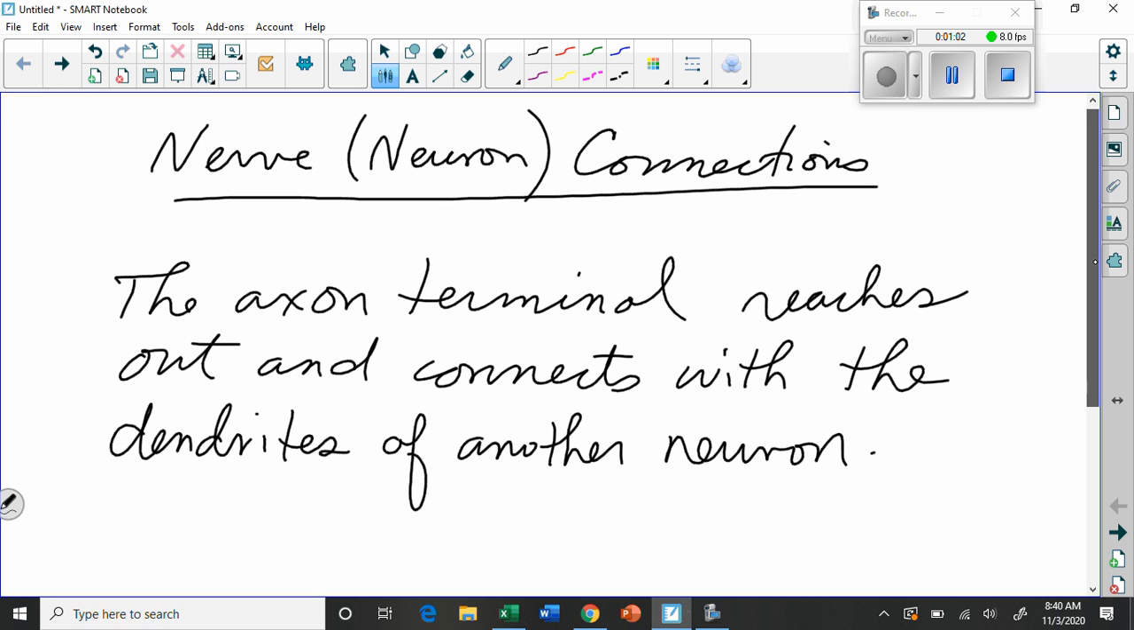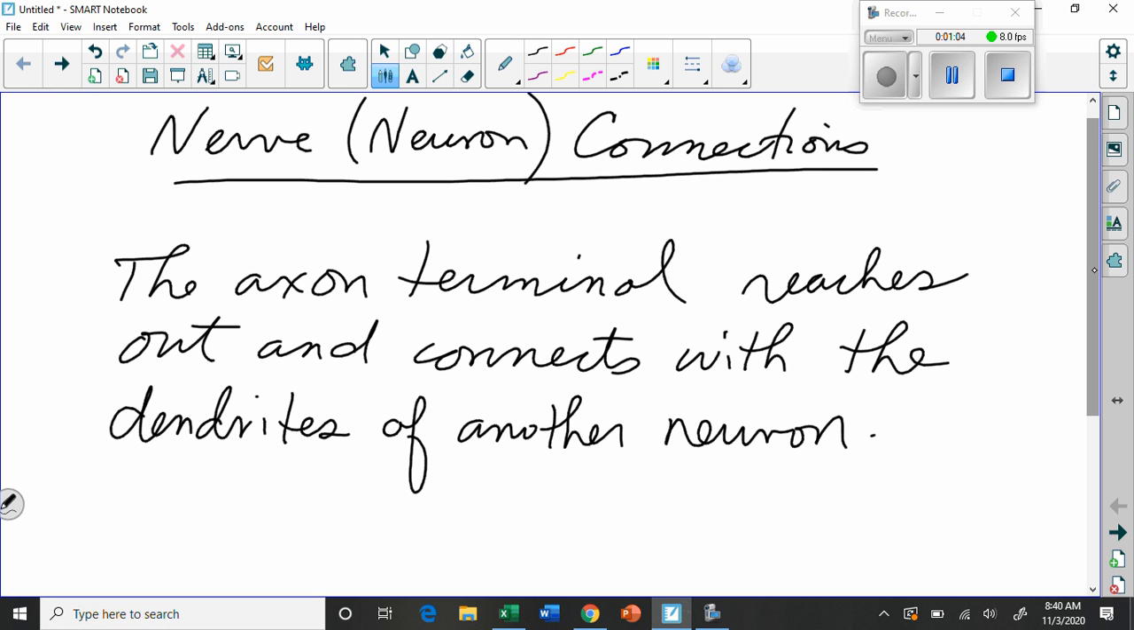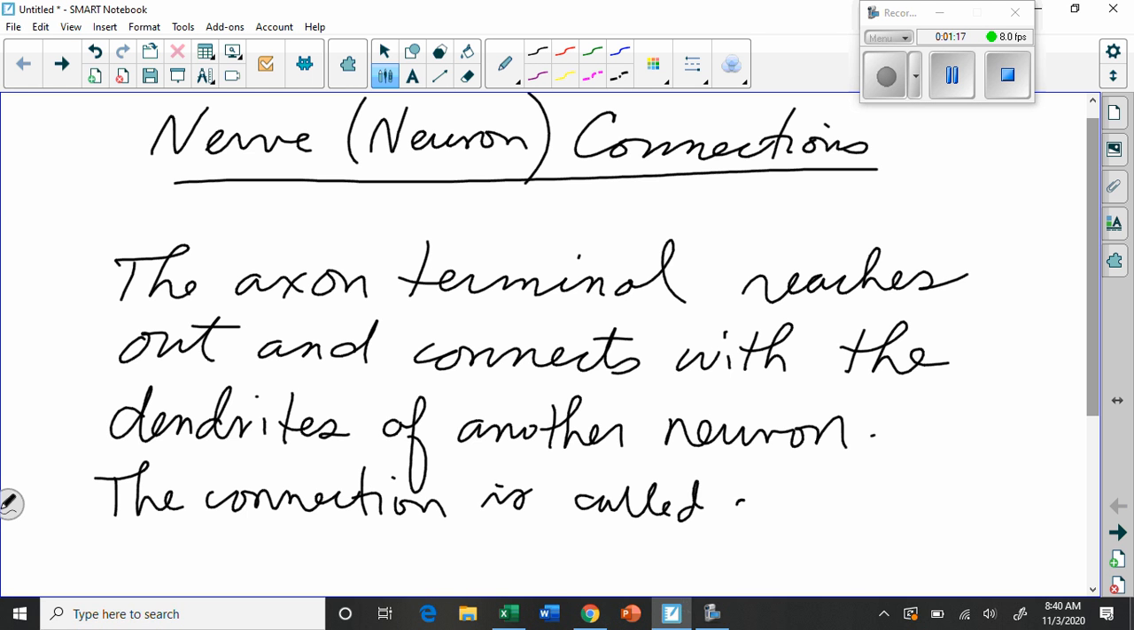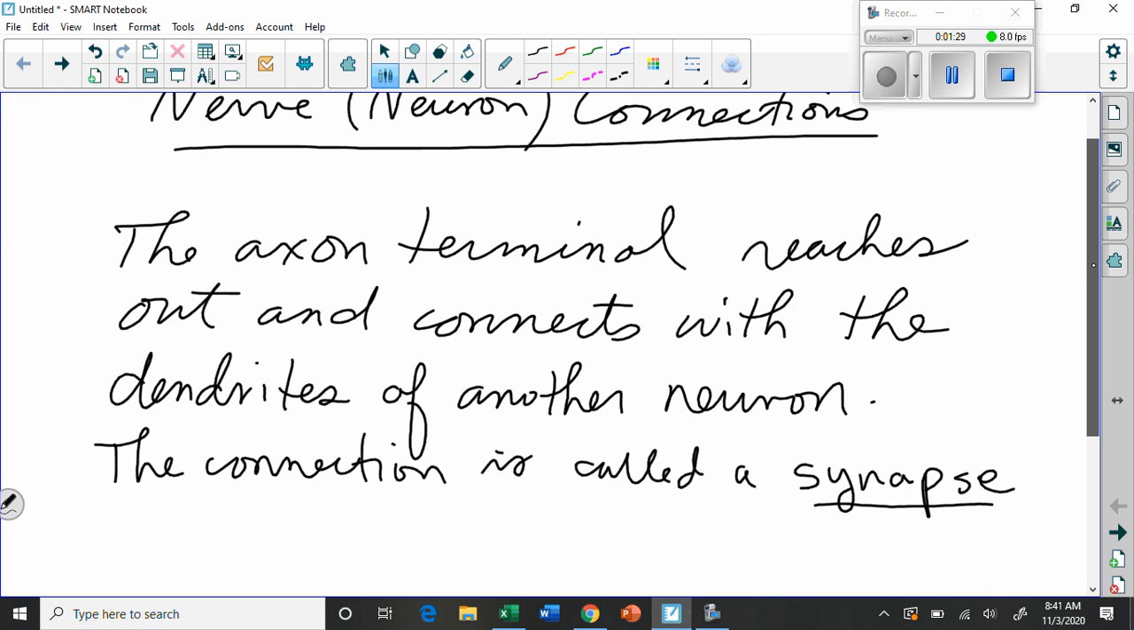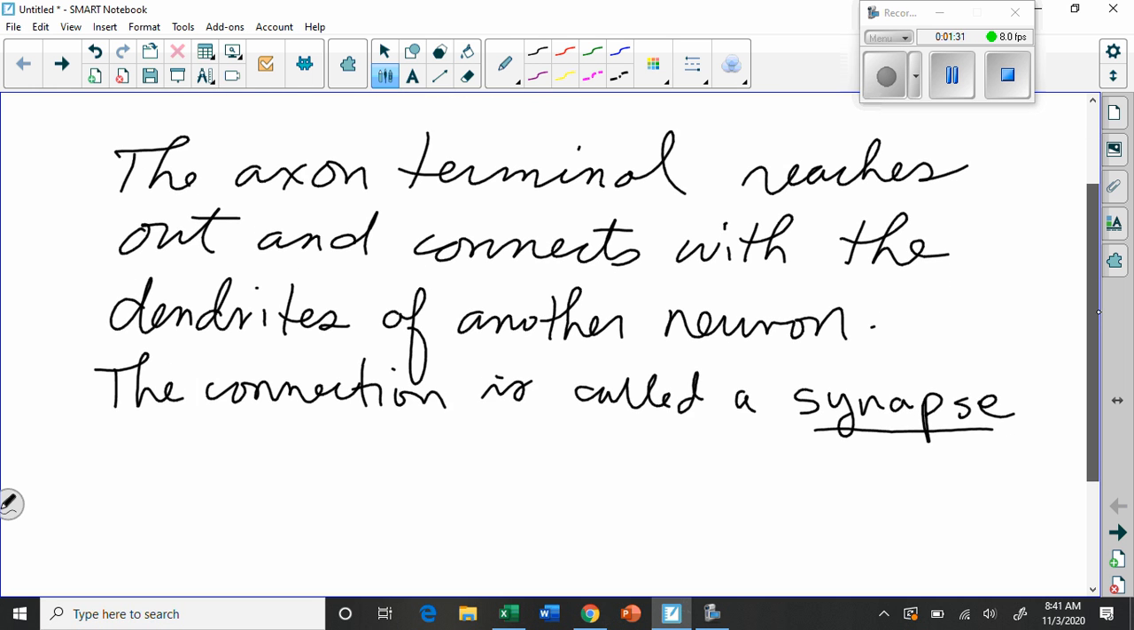And we have to look at specifically how that actually works. So the connection is called a synapse. Some people pronounce it differently; you hear both. We're going to look at how that works.